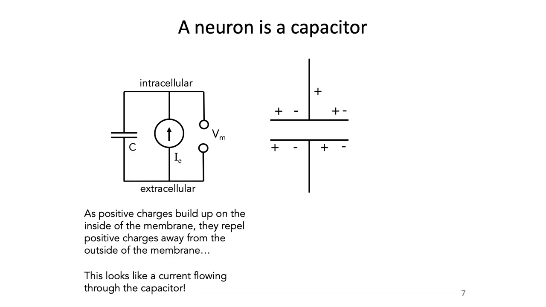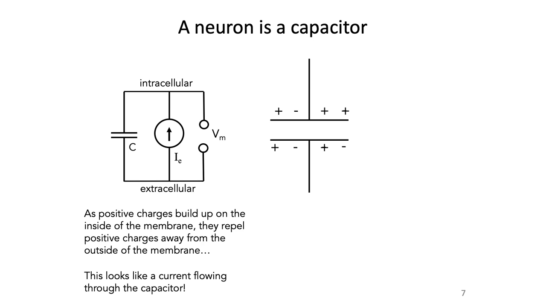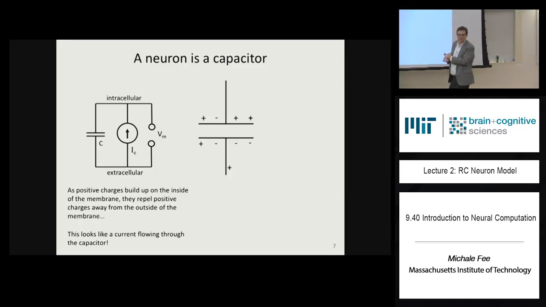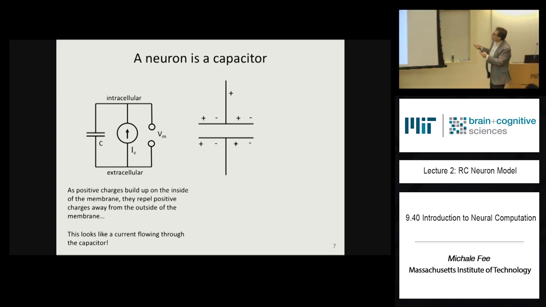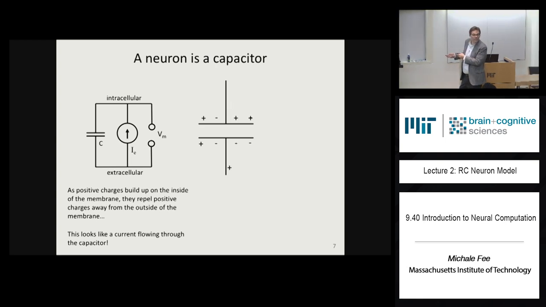When you inject a charge, you get an excess of charge on the inside of the cell membrane. Okay? And what does that do? You now have more positive charges inside than outside. Like charges repel, so it pushes one of those charges away from the outside of the membrane. Does that make sense? Okay, that's kind of interesting. We took a charge, we pushed it in, and a charge comes out, right?